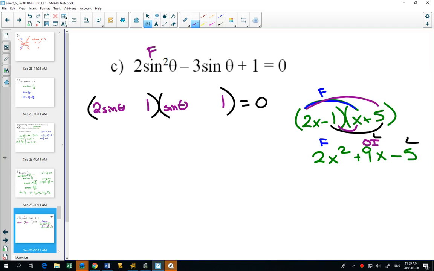This is like the easiest factoring I've ever done. I haven't had to do any thinking so far. Now the last part is where the thinking comes in a little bit. We need the outside and the inside to combine to get minus 3. And we have to decide on what signs are going to go in there in the middle.